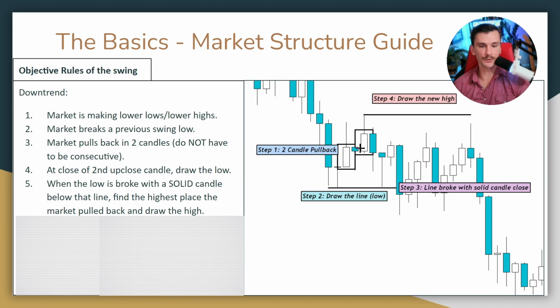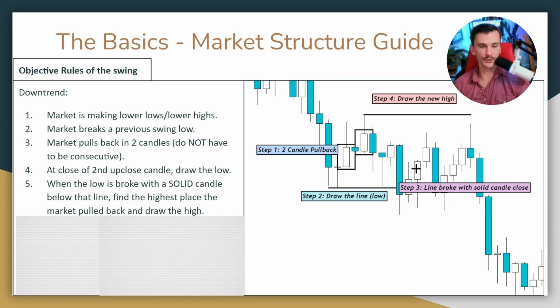Now remember, these 2 candles do not have to be consecutive. In this example, they are not consecutive, but sometimes they will be. I draw that line. That is step 2. Step 3, I get a solid candle close below that level that has been formed, and that is going to give me step 4. That now allows me to draw my new swing high to identify that we are indeed still in a downtrend, and this is going to be my low, this is going to be my high, and then when that level is broke, you can see the process continues.